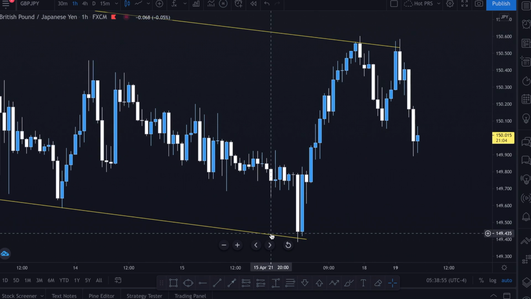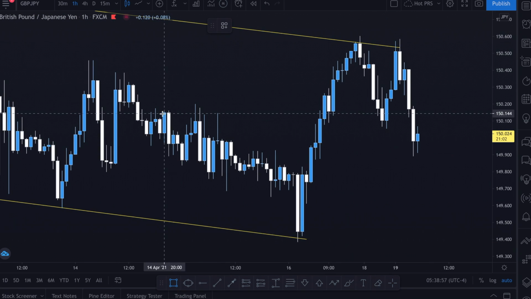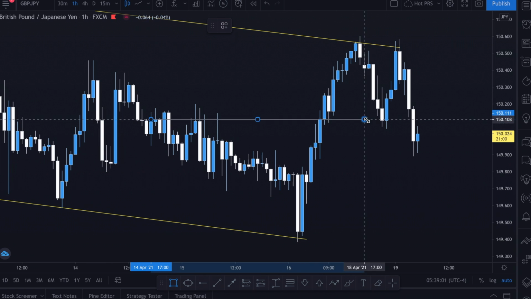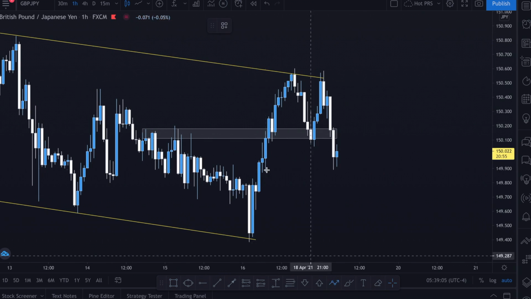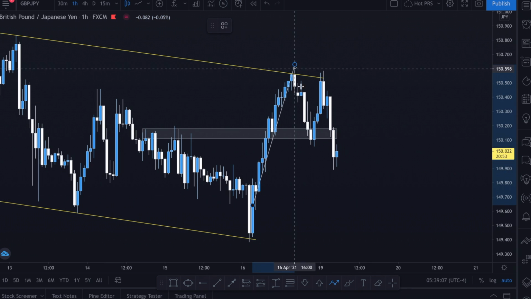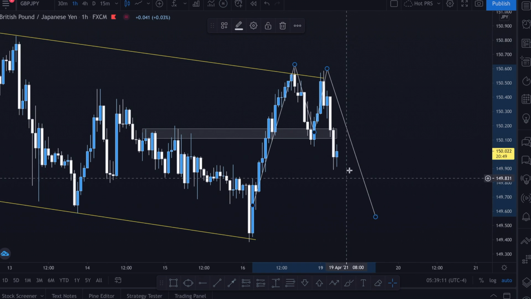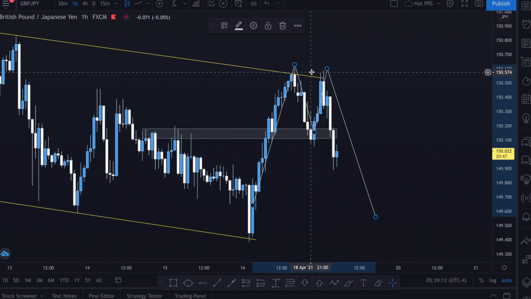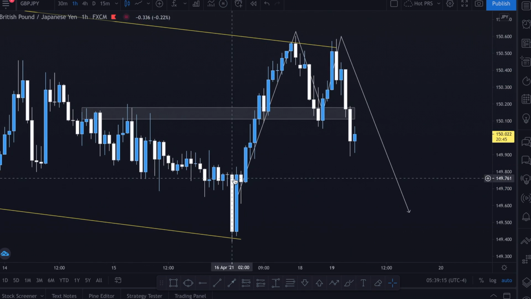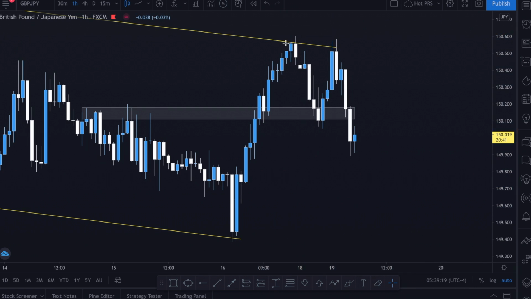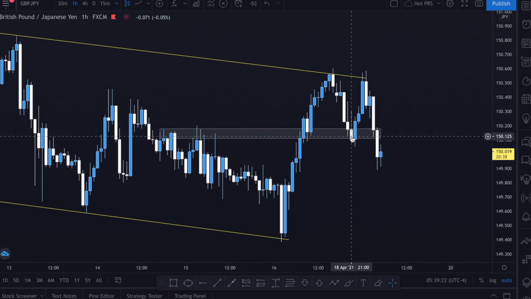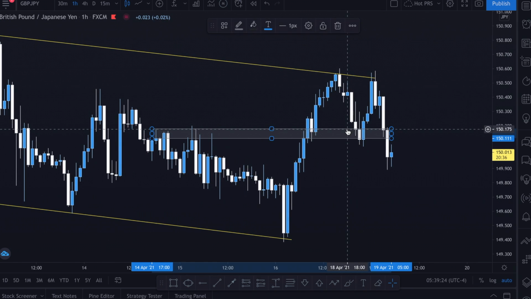So a little behind the scenes, what I did was I put this support right here and said that price would break, come back, retest, give us a double tap before a continuation to the downside, which some people would call an M pattern, because it looks like an M. So that was the main idea, and I deleted this.